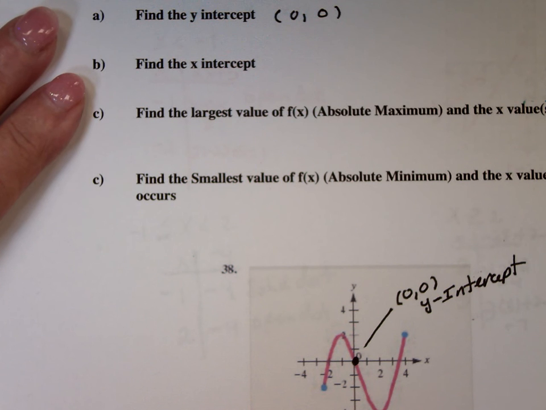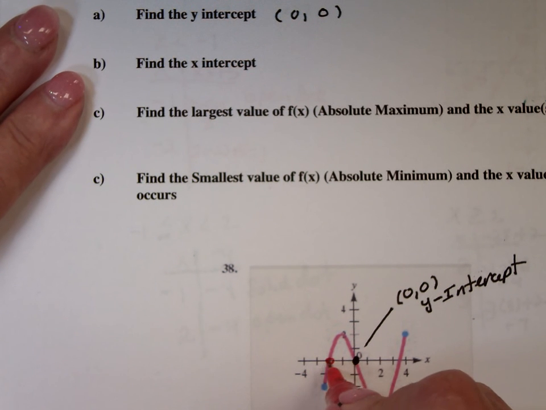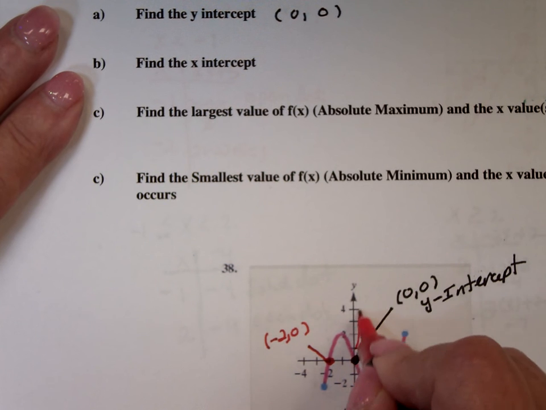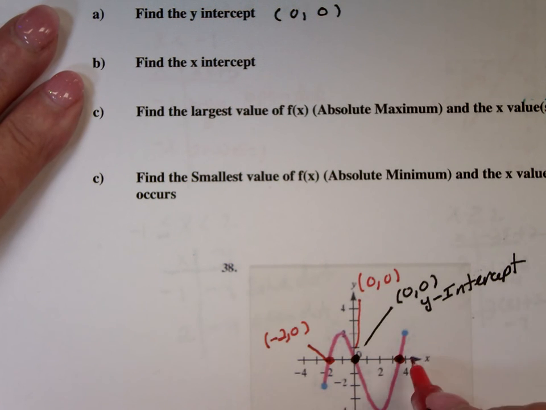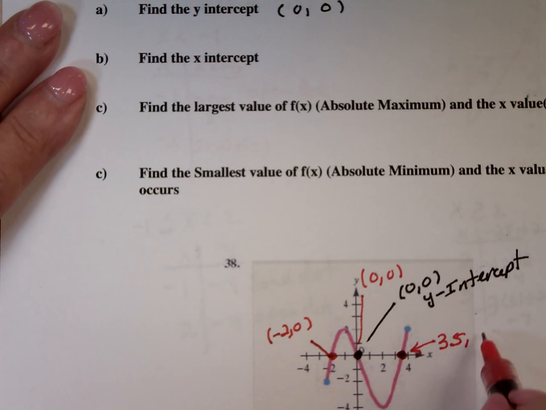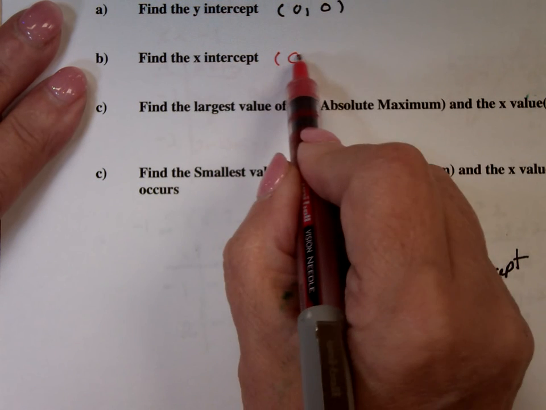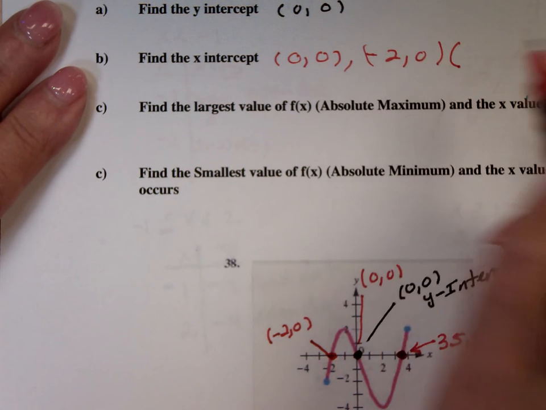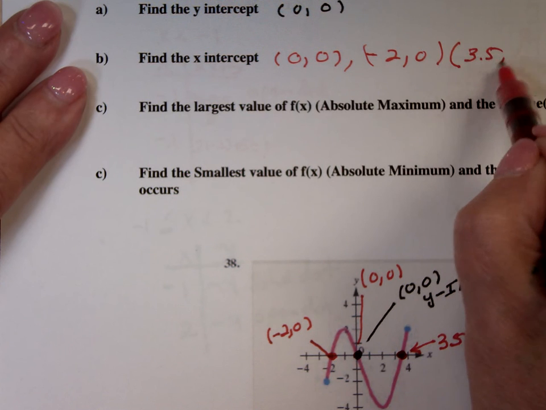Now, the x-intercept is where the graph intersects the x-axis. 1, 2, 3. So these are the x-intercepts, which would be, what, negative 2, 0? And it looks like 0, 0. And it looks like 3.5, 0. So 0, 0, negative 2, 0, and 3.5, 0.